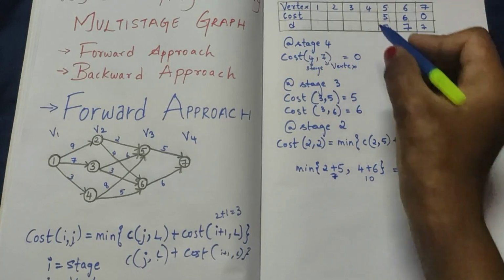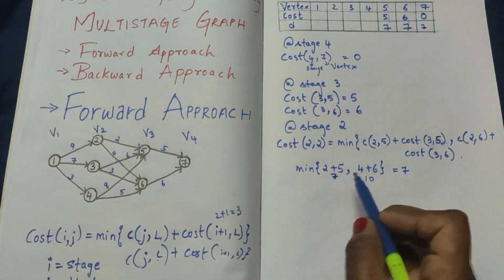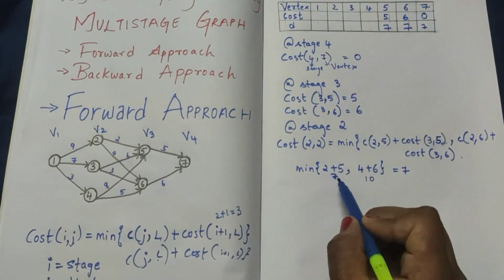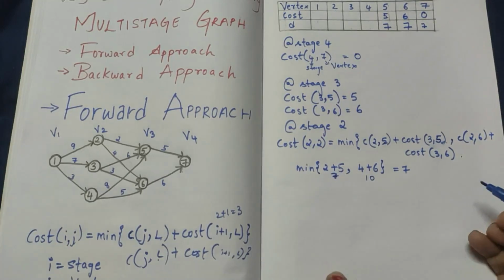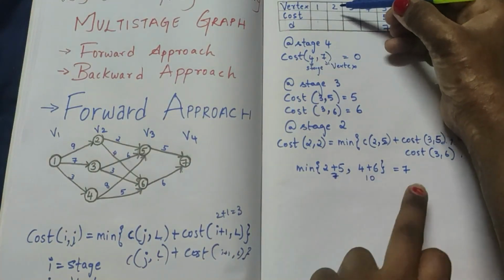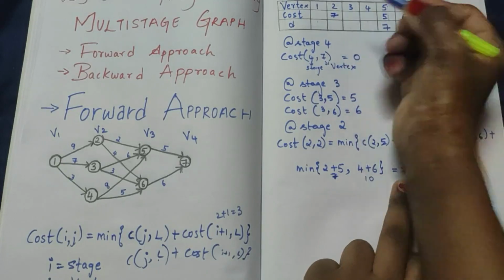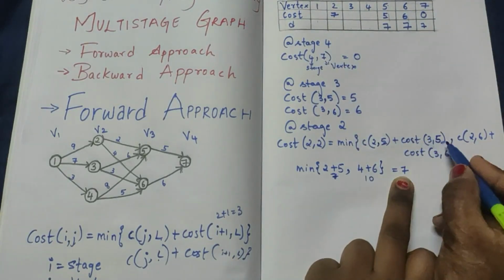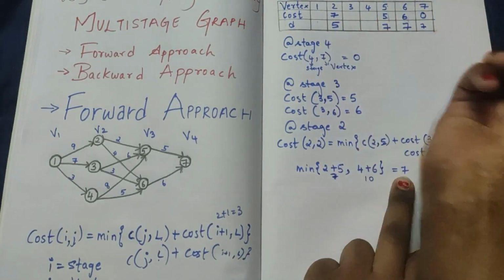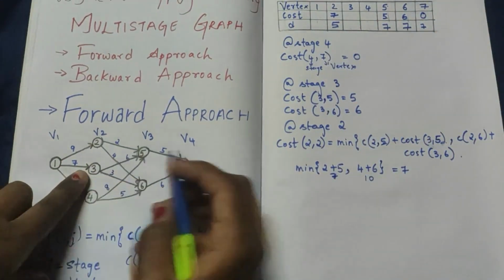So here how will you update this table? So here you should see that 5 plus 2 is 7. So the cost is 7. This is vertex 2. So the cost is 7. To reach where? To reach 5. Now we'll go to vertex 3.